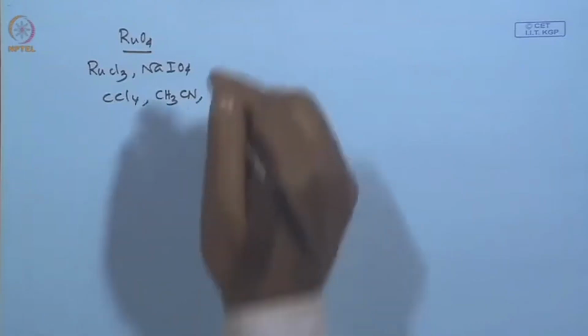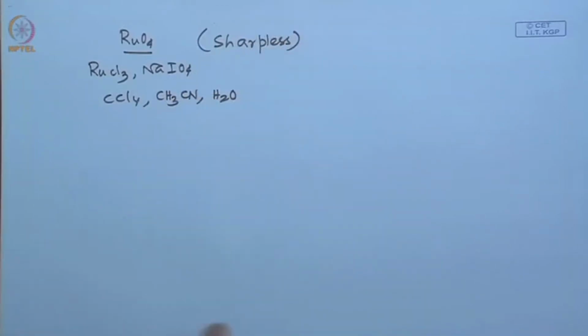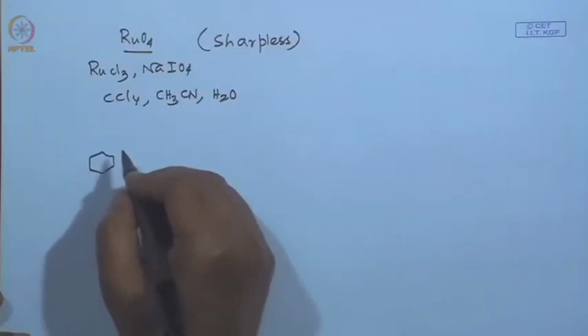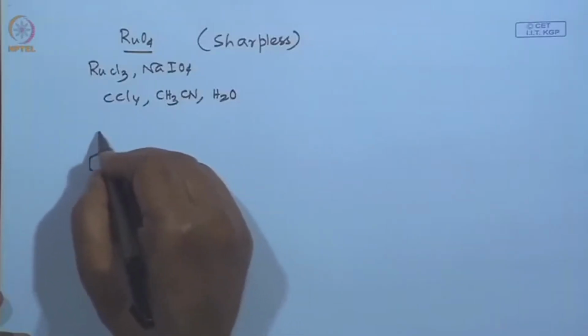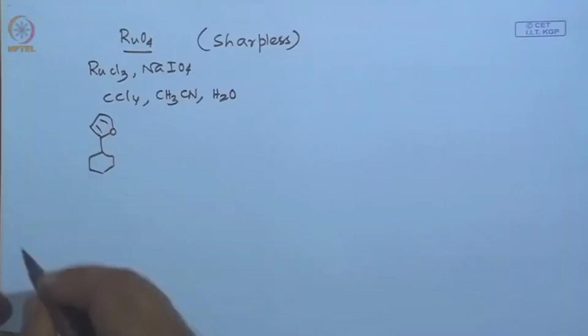So this is due to Sharpless. Throughout his life, he only did oxidation. Okay. And this is a very good method, very good reagent. Ruthenium trichloride, sodium periodate is equivalent to ruthenium tetroxide, and it can do many oxidations, but in the context of heterocyclic chemistry I will tell you only one example, that is a furyl substituted compound.